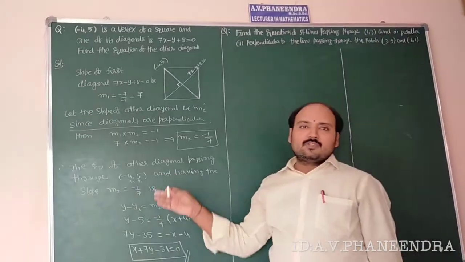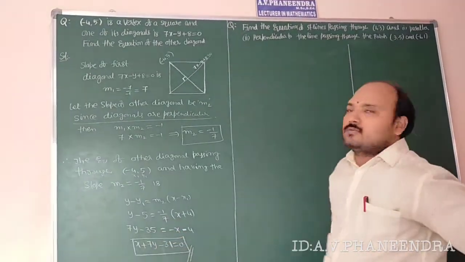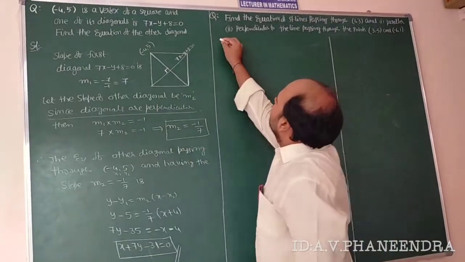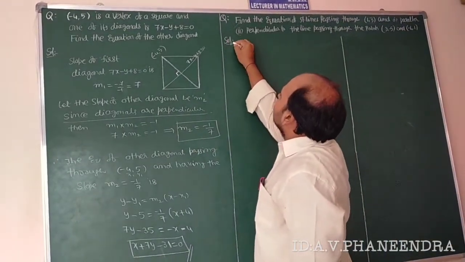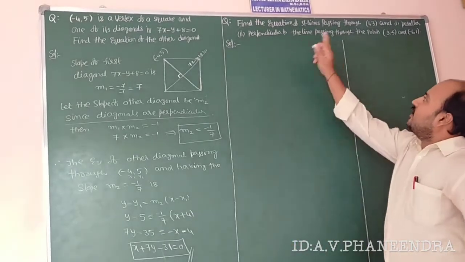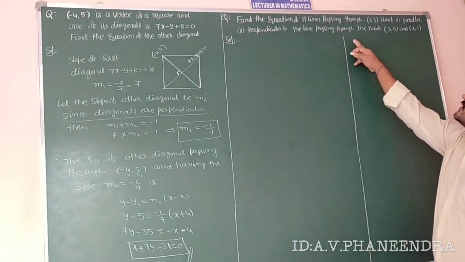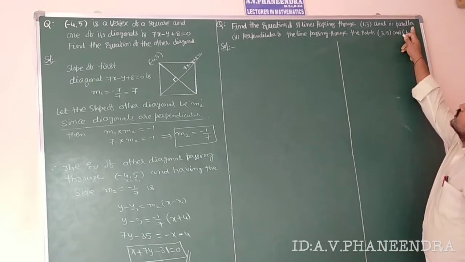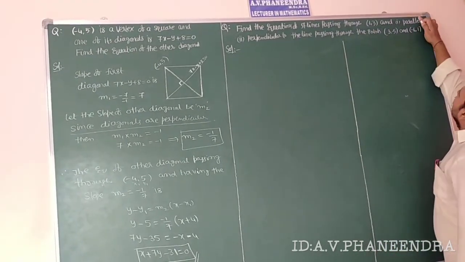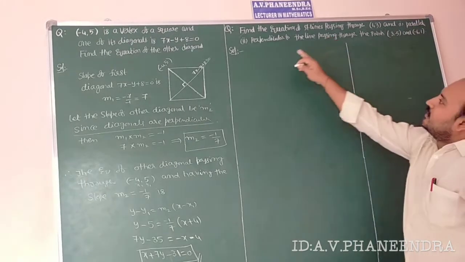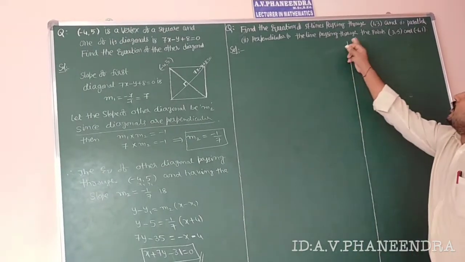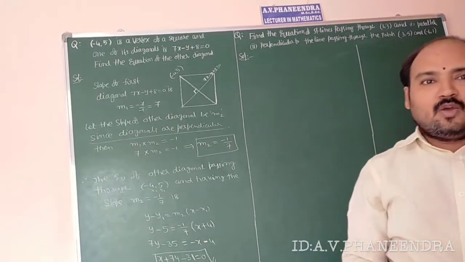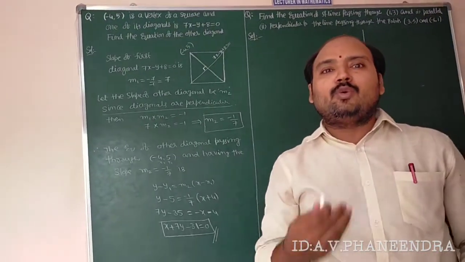This type of problem they will ask in boards for 2 marks, based on the concept of perpendicularity. Come to the next question. Find the equations of the straight lines passing through the point 1 comma 3, first parallel and then perpendicular to the line passing through these 2 points. First we have to analyze what we have to calculate.